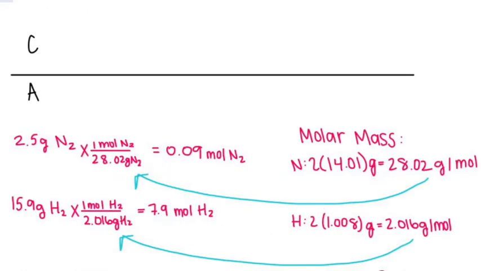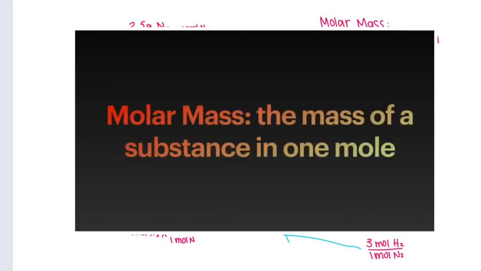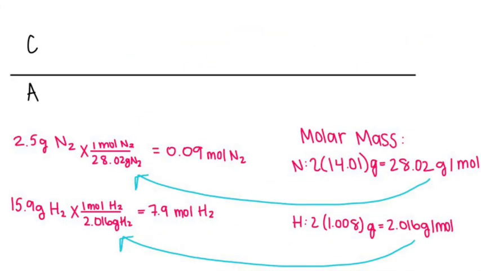First, we have to convert 2.5 grams of N2 to moles. To do that, we need to find the molar mass, which is 28.02 grams of N2. The molar mass is the mass of a substance in 1 mole. Then we get 0.09 moles of N2. Then we do the same process for hydrogen, and we get 7.9 moles of H2.